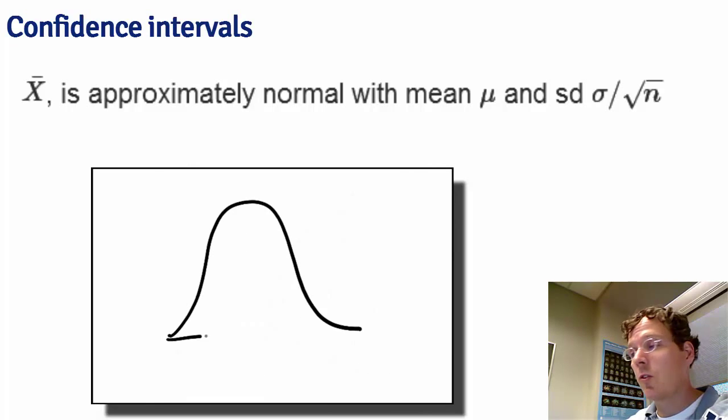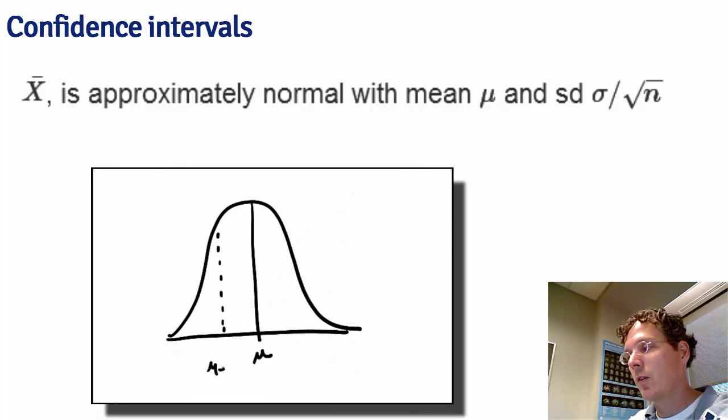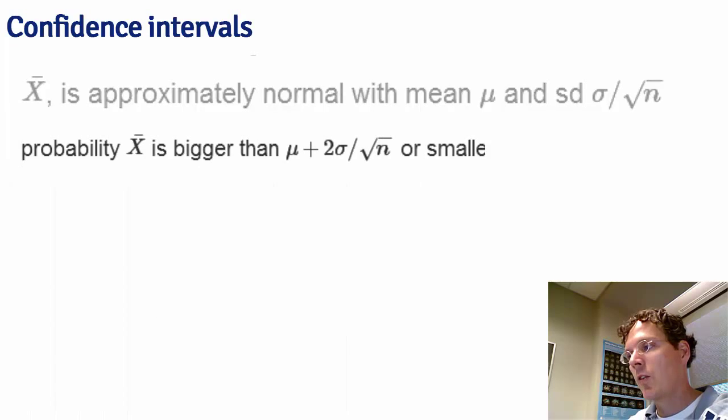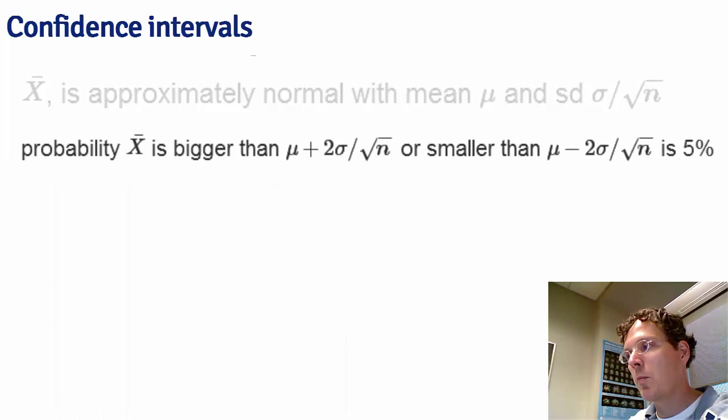Similarly, mu minus 2 standard errors is pretty far in the left tail, with only a 2.5% chance of a normal being smaller than 2 standard deviations into the left tail. So the probability that x bar is bigger than mu plus 2 standard errors or smaller than mu minus 2 standard errors is 5%. Or equivalently, the probability that mu is between these limits is 95%.